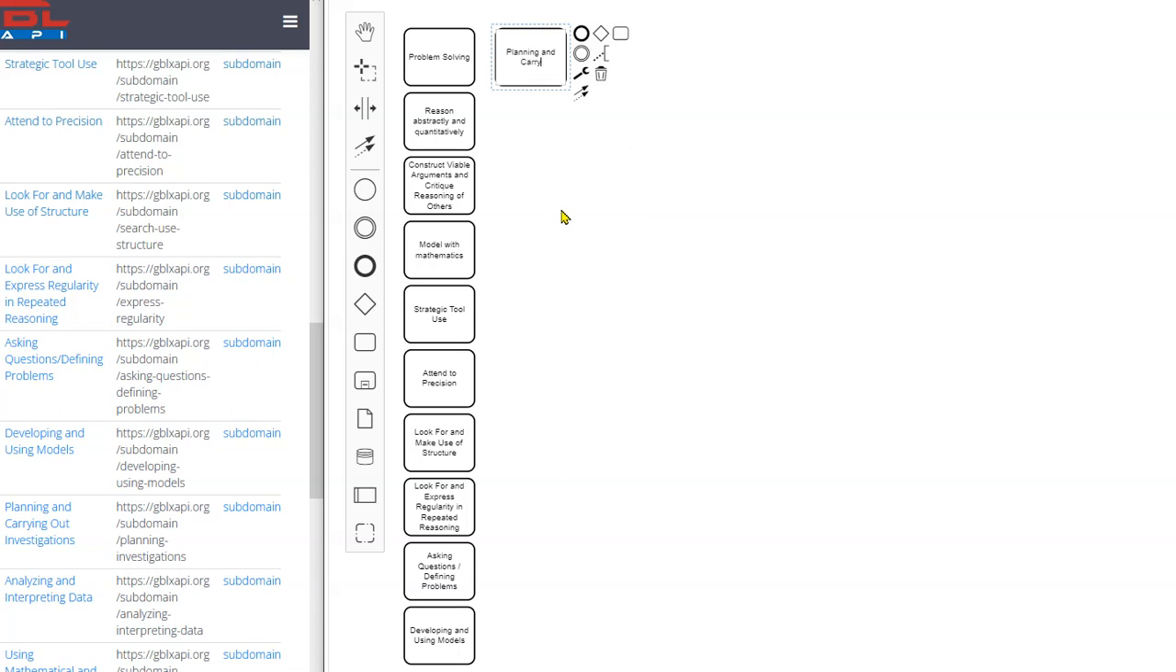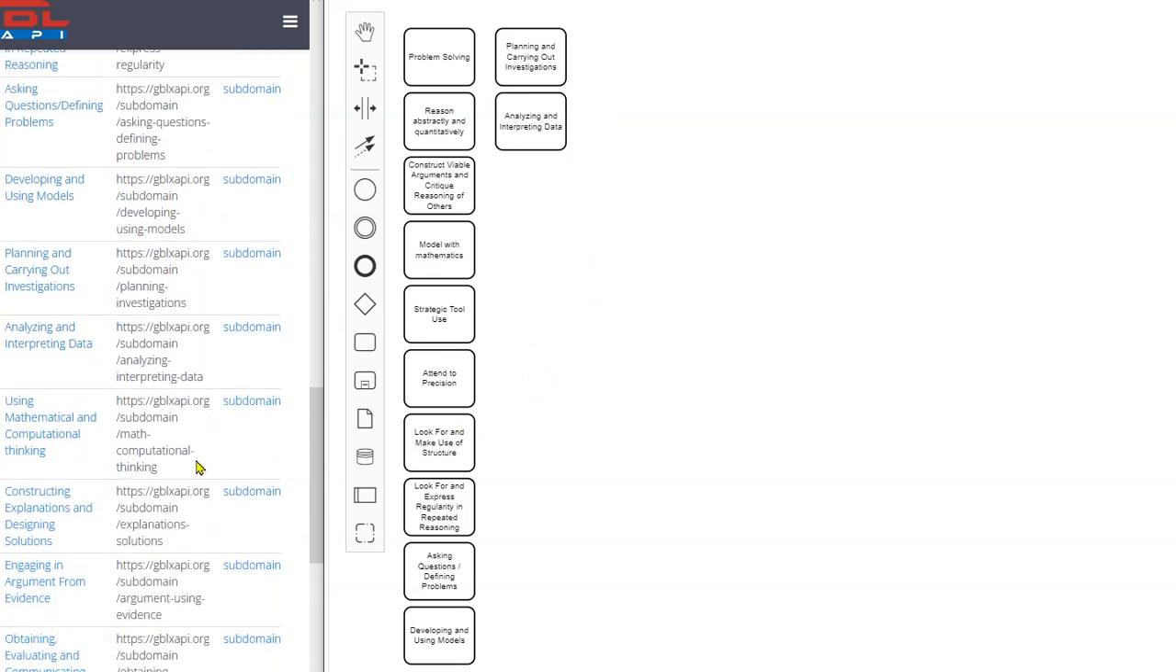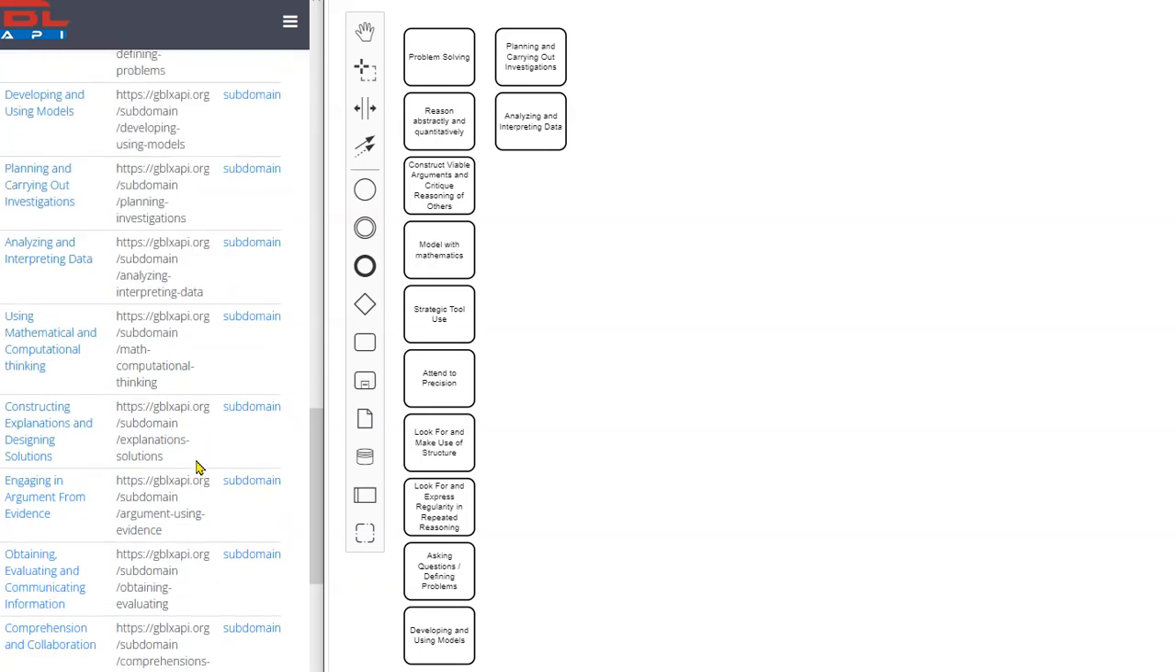Planning and carrying out investigations. So research. How do you prepare to do the research and how do you actually do the research? Analyzing and interpreting data. Lots of data nowadays. Once you get it, what are the properties of the data? Once you analyze it, what can you do with it? What aha moments come out of that data?